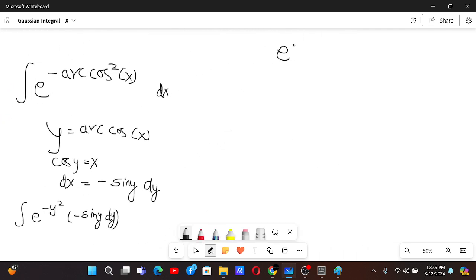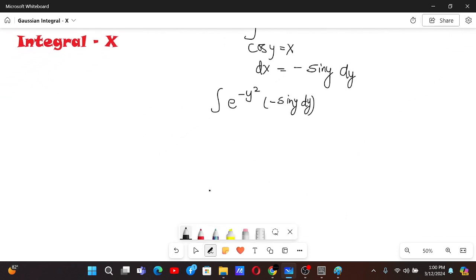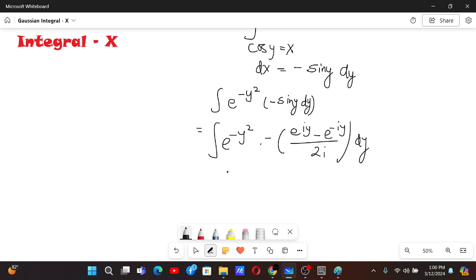We know that from this formula e to the power i theta equals cos theta plus i sin theta, we can derive a formula for sine. That is, sin theta is equal to e to the power i theta minus e to the power minus i theta, divided by 2i. You can use this formula. If you use that formula, we get integral of e to the power minus y square, and then minus of e to the power iy minus e to the power minus iy by 2i dy. Basically now we can multiply e, and that makes things simpler, so that's why we did this.